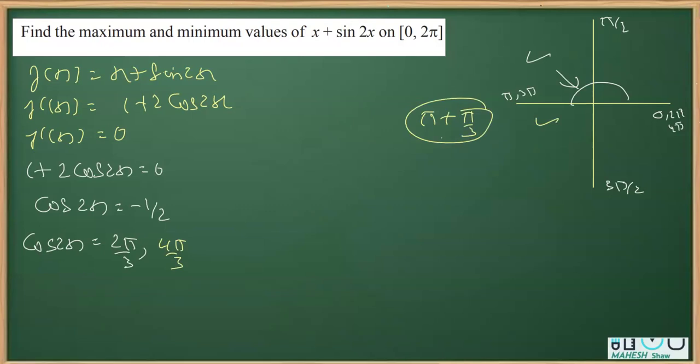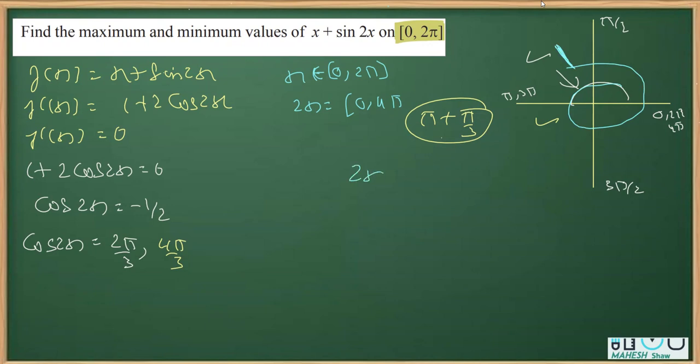Now we know that the limit given here is for x. So x belongs from 0 to 2 pi, but we are looking for 2x. So 2x will belong from 0 to 4 pi. That means we have to make 2 revolutions. In the first revolution, we got 2 times where cos is negative. When we do the second revolution, we'll see that over here cos is negative.